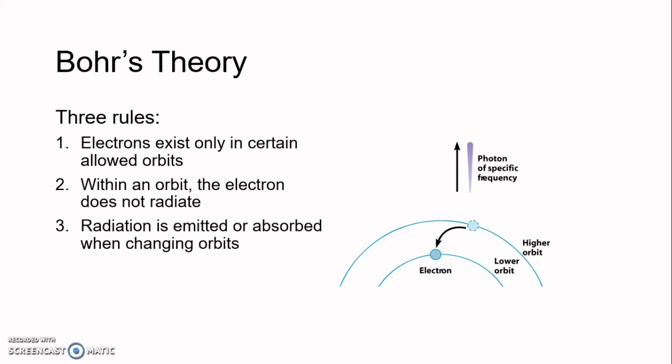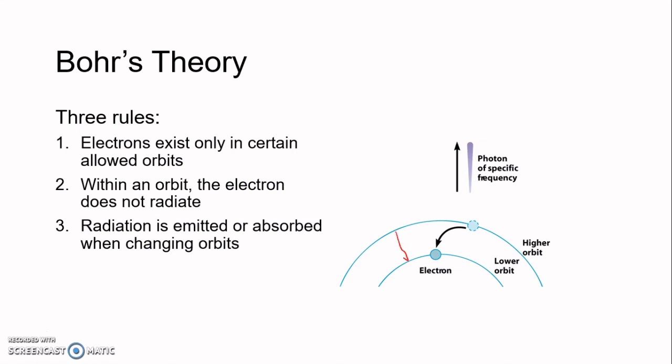He also found that an electron, as long as it's sitting in one orbit, so say you have an electron in the higher orbit, as long as it stays in that higher orbit, it will not radiate anything. It does nothing except orbit the nucleus. But if that electron jumps from the higher orbit down to the lower orbit, then it will emit radiation, or a photon.